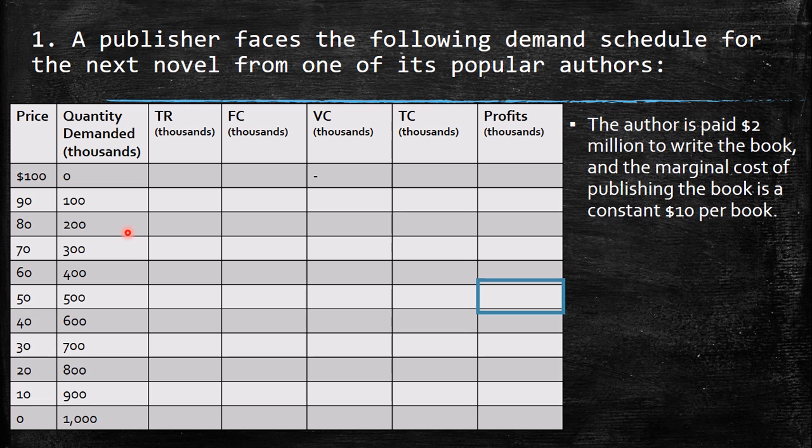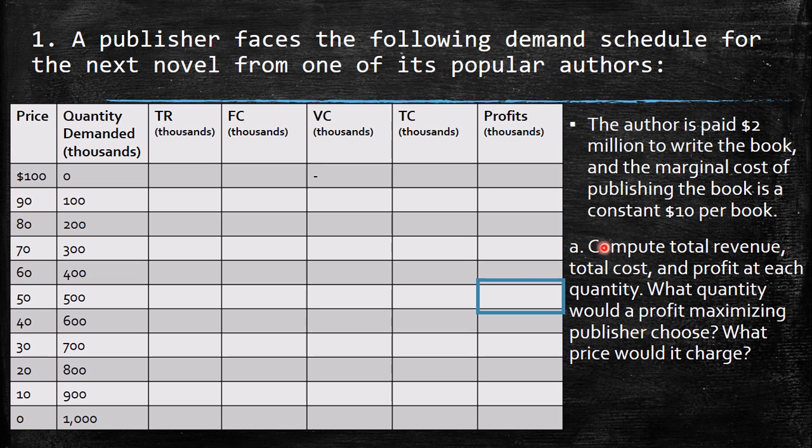Then the question says, first, the author is paid 2 million to write a book, and the marginal cost of publishing the book is a constant $10 per book. So immediately, we're going to show how to represent that in the table. The first question says to compute total revenue, total cost, and profit at each quantity. So we need to verify that.